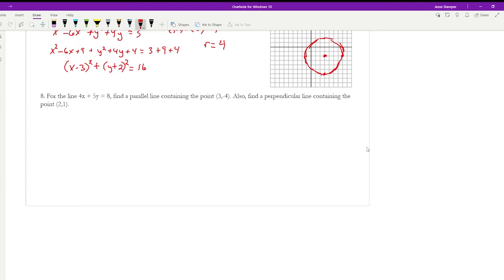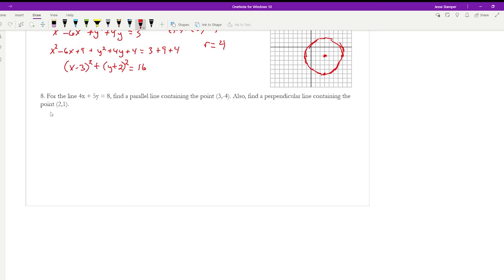Now for number 8. For number 8, I gave you the general form of a line, 4x plus 5y equals 8. And what I want you to do is to find a parallel line containing the point (3, -4), and a perpendicular line containing the point (2, 1). Well, the first thing that you should do is take this general form and make it slope-intercept. That way you have your slope, you have your y-intercept, you know what's going on here.